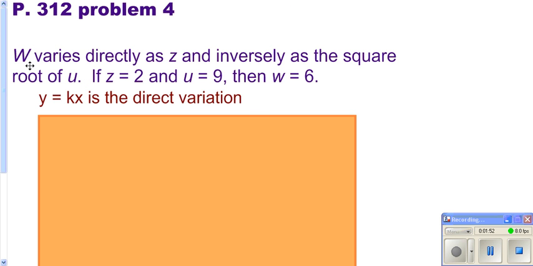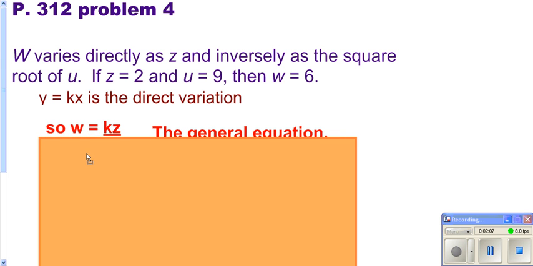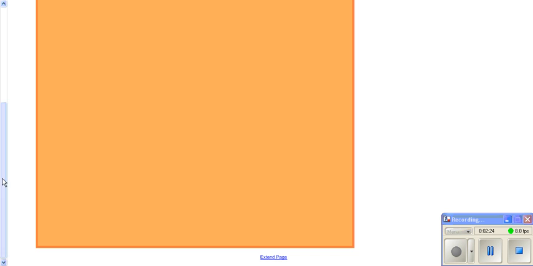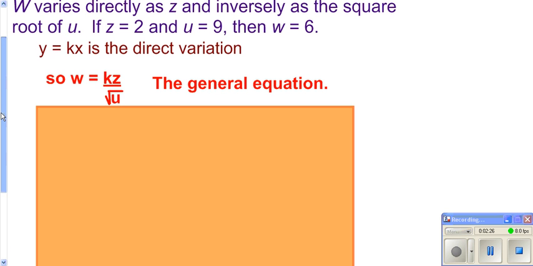Here we're told that w varies directly to z and inversely to the square root of u. You know, direct variation is always written in this form. So we're going to start off with w varying directly to z. So you know z has to be on the top. But now we're also told that it's inversely proportional to the square root of u. So the square root of u would need to be on the bottom. That is step 1.